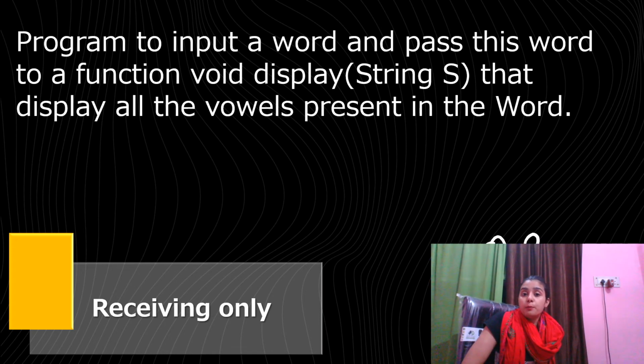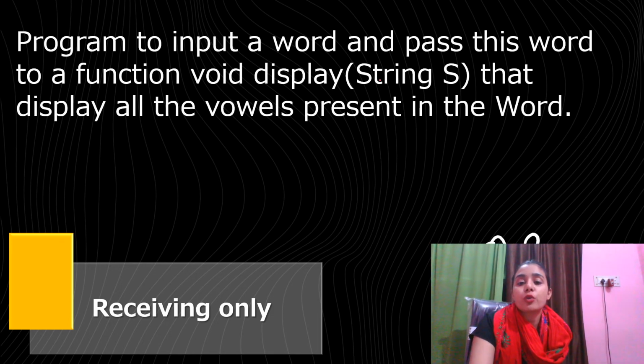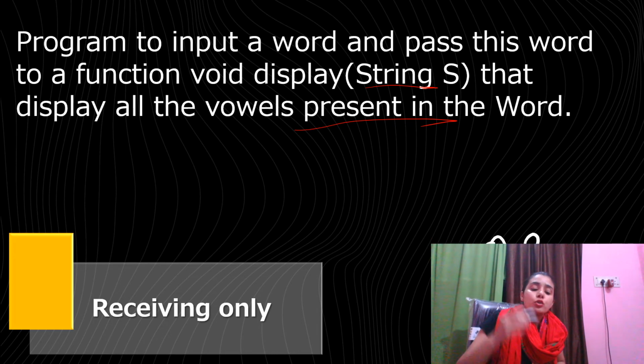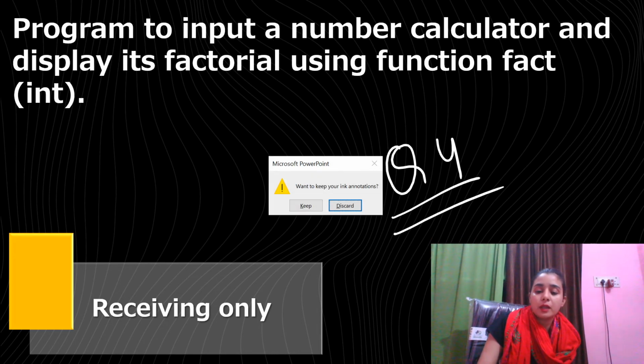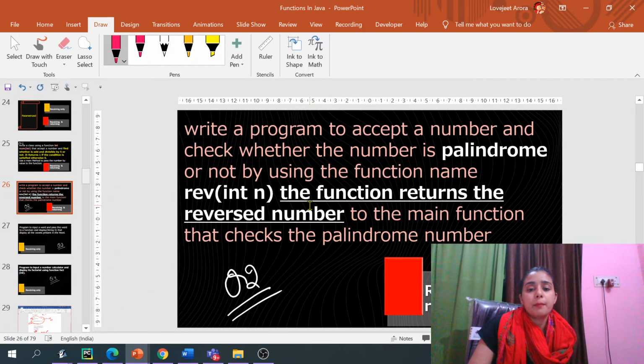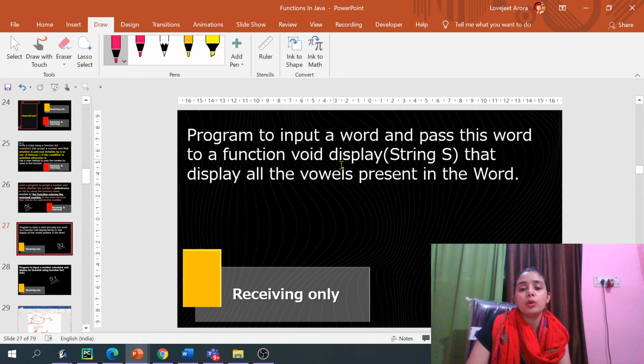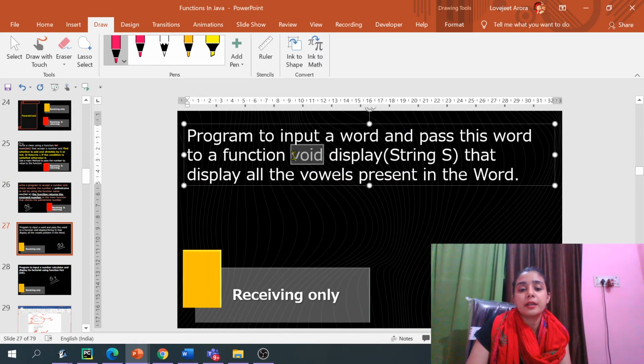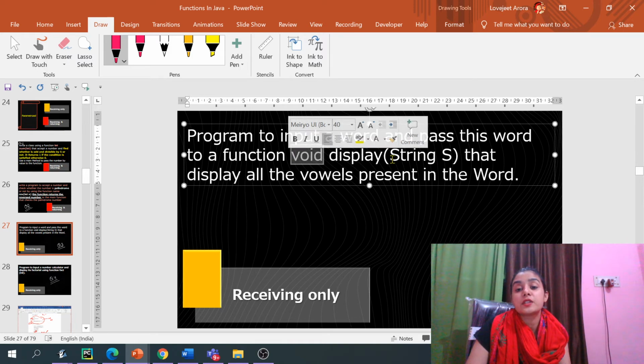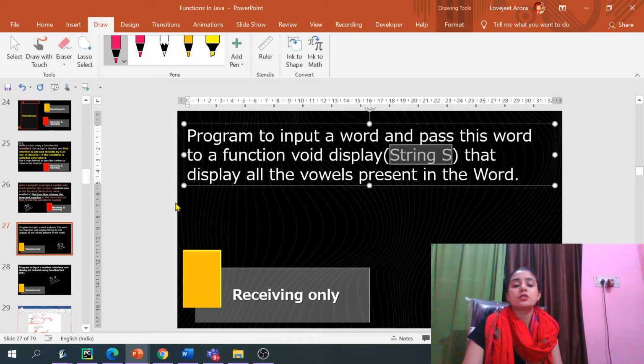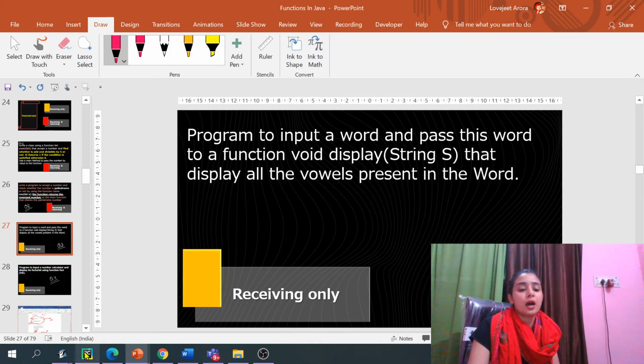Program to input a word and pass this word to a function, void display, right? So it is receiving a string type of value and displays all the vowels present in the word. Okay, so the thing is very simple, but my main motto is to tell you that it is not returning any value, but it is receiving a value. So this is the main thing that we are going to start there.